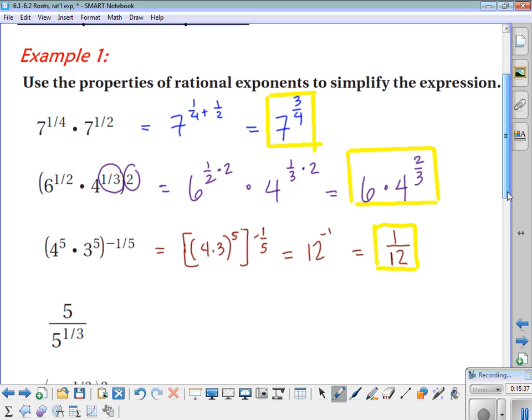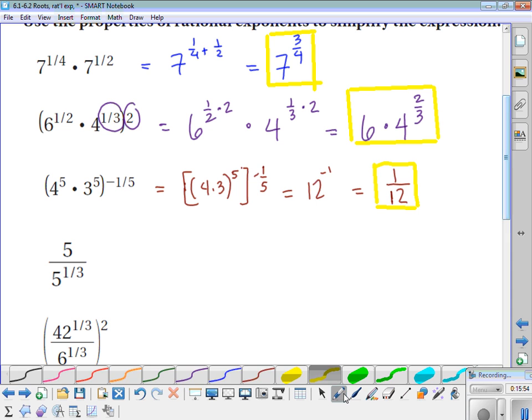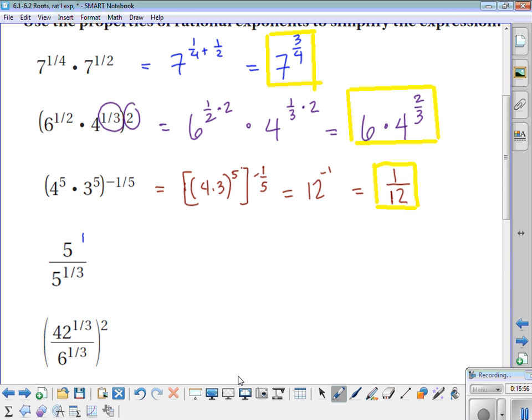Okay. When we have a quotient, instead of adding our exponents, what are we doing? Subtracting, right? We're taking the top and subtracting the bottom with our exponents. And if I have just a 5, what do I assume is my exponent there? A 1. So what this really is 5 to the 1 minus 1/3, or 5 to the 2/3 power.